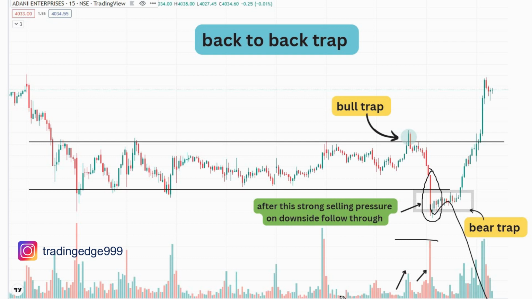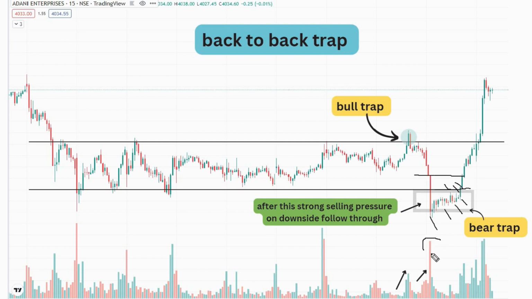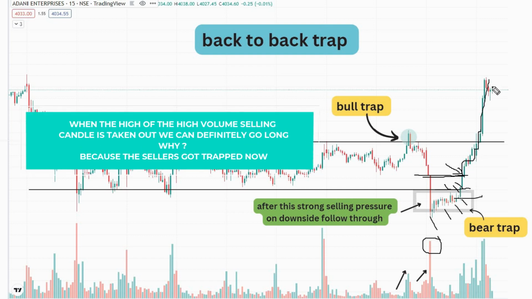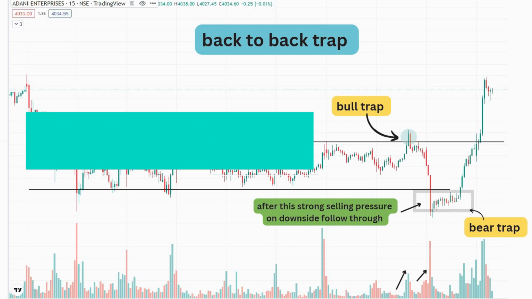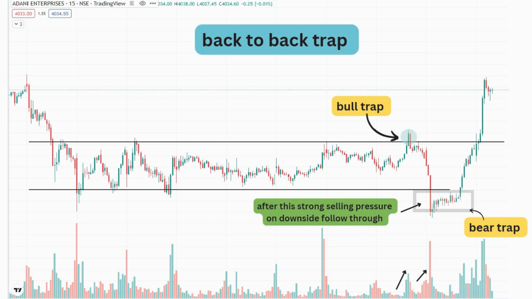So this is another sign of a potential exhaustion move. And what happened? Prices are continuously forming higher lows and testing the resistance zone. So where will we enter? When the high of this high volume red bar is taken out, we will buy here, stop loss here, and see the huge upside momentum after that. I hope you got some very important points in this chart. Now let's look at another chart.